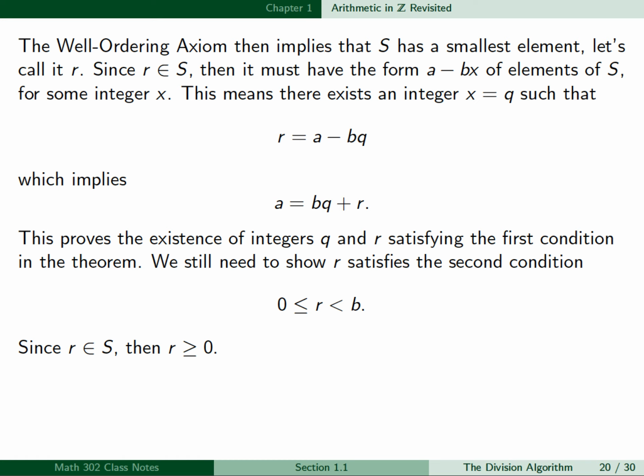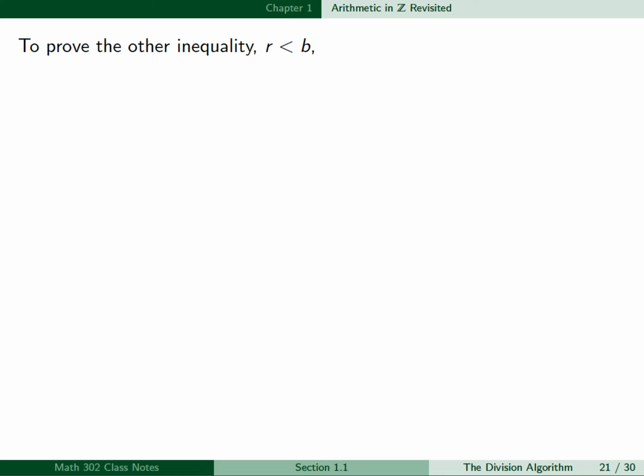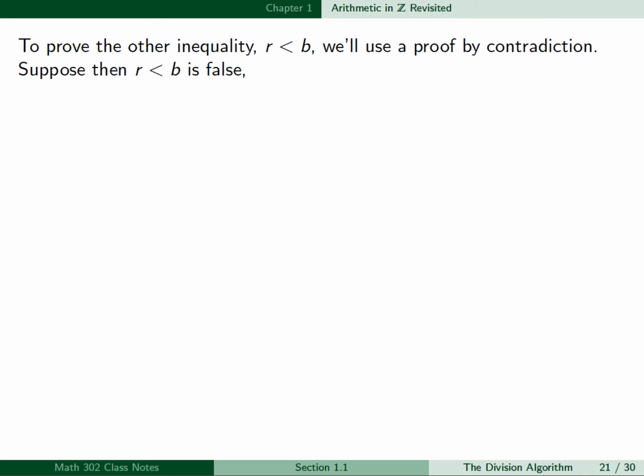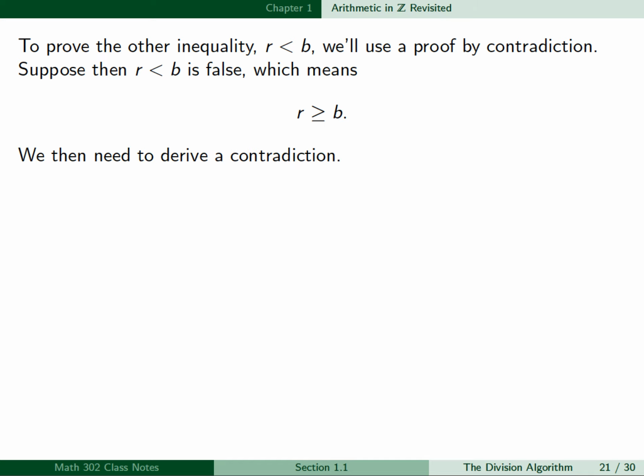Now, since r is in S, we know that r is greater than or equal to 0. To prove the other inequality, r is strictly less than b, we'll use a proof by contradiction. So for a proof by contradiction, we suppose the result we're trying to prove is false. So we're going to suppose that r is less than b is false, which means that r is greater than or equal to b. We then need to derive a contradiction.